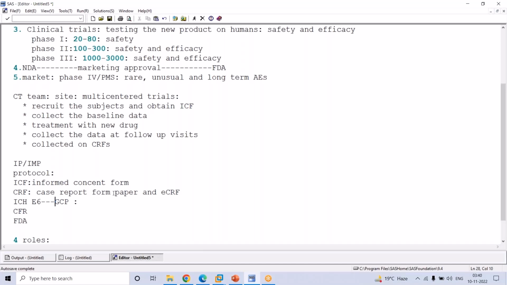So let's say you're conducting a clinical trial. You are the sponsor. You'll definitely follow E6 guidelines. Whoever is involved in the clinical trial, they must know E6 guidelines. E6 for good clinical practice. So any company conducting a clinical trial should follow GCP guidelines.